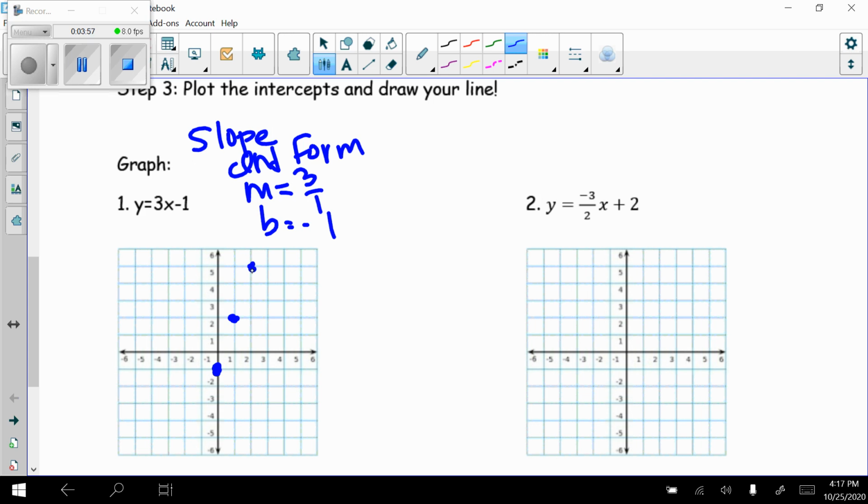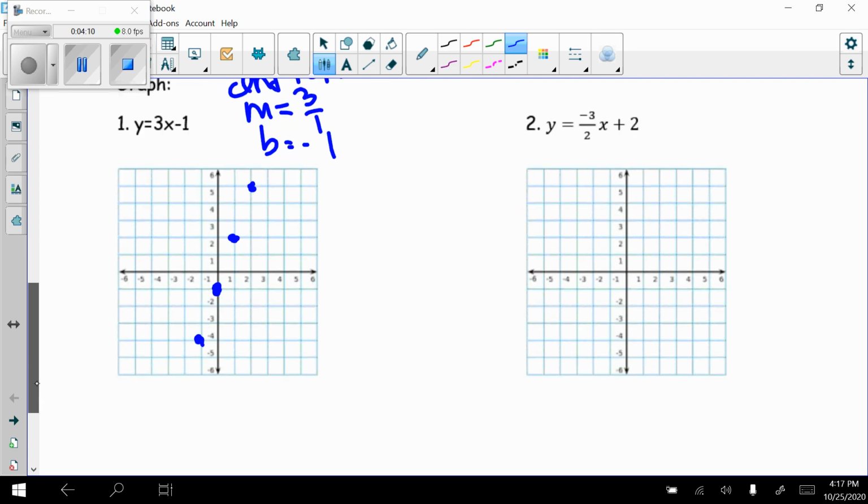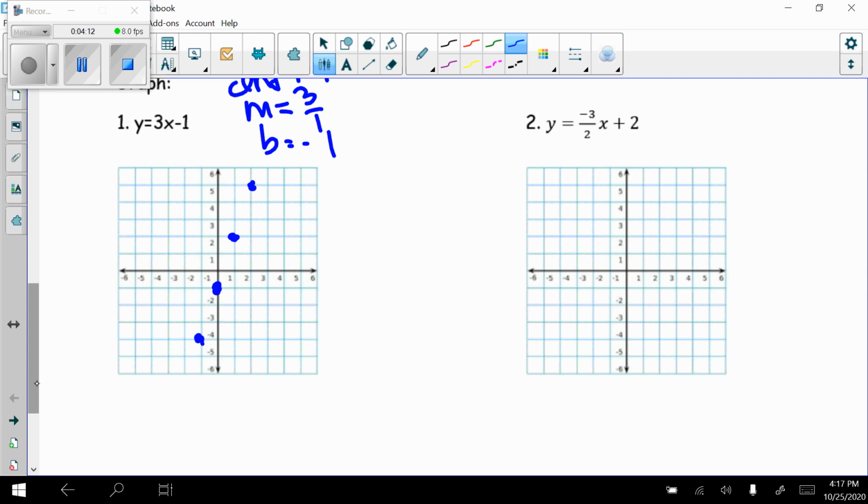Now I'm going to go back to my y-intercept, negative 1. I can go the opposite direction. So in order to go the opposite direction, I would go down 3 and left 1. Now I have enough points to make a nice line. So I draw a line through those points. Remember that you must put arrows on the ends to show that it's a line and then it continues on. Okay? All right, so that was the very first one.